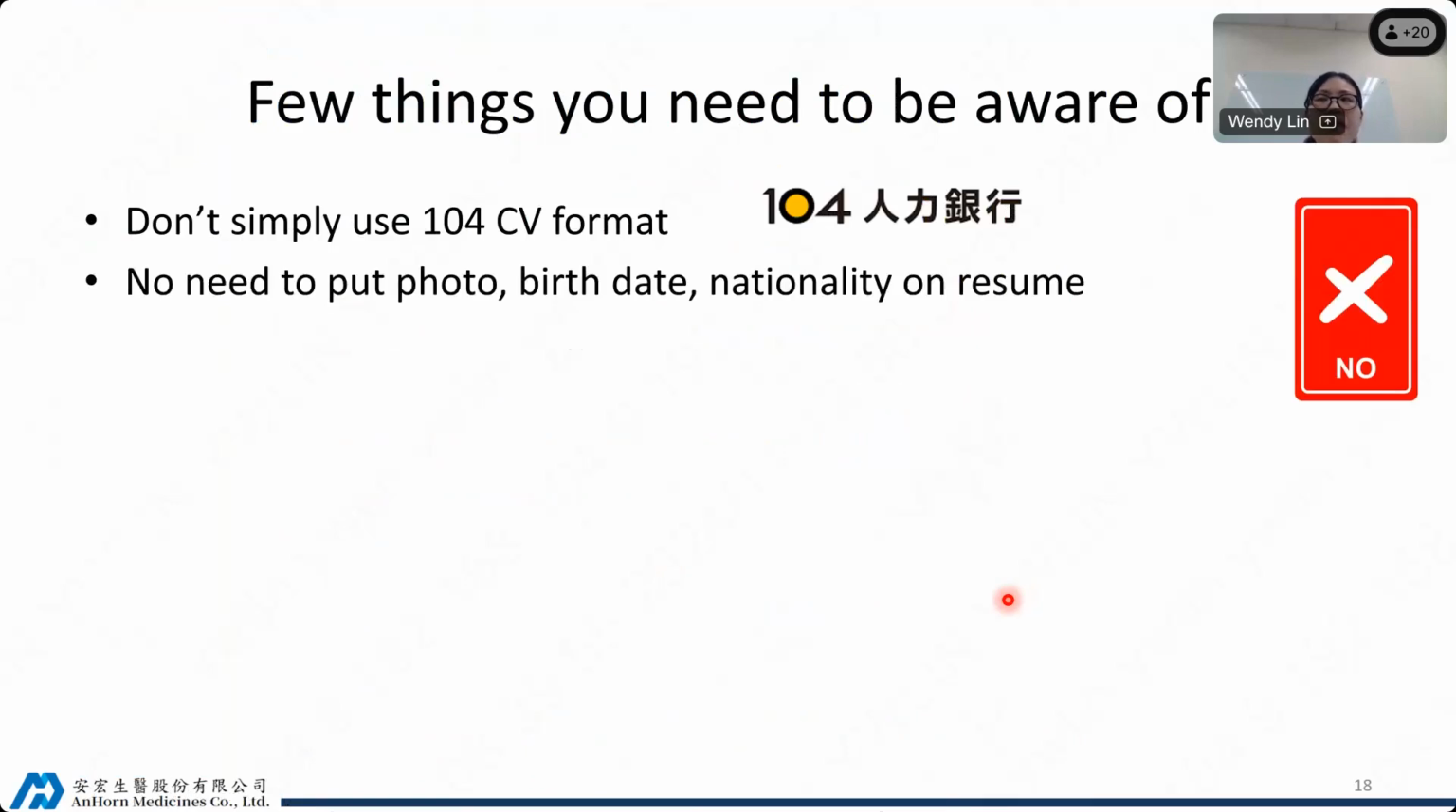And then second, because the resume is a professional profile, I would recommend you not to put your personal information in the resume. For example, your photo or your birth date and your nationality. Because with that information in the resume, it probably provides a bias to the hiring manager. So be sure that it only includes your professional information, and definitely also your contact information.